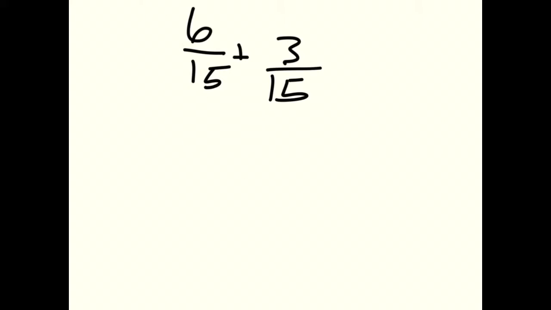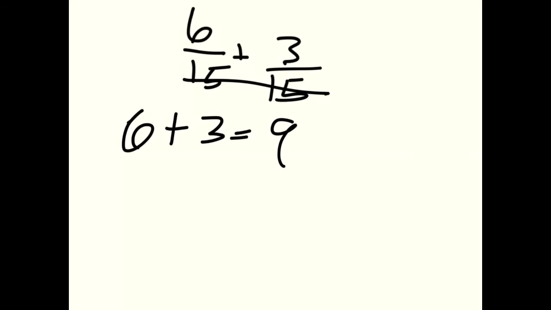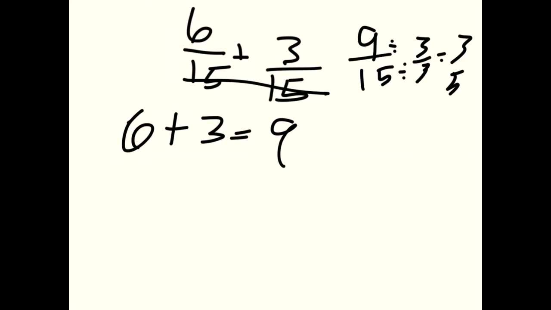Okay, so first what you do is you don't add these, but what you will add is the 6 plus 3. So let's write it down here. 6 plus 3 equals 9. So that would be 9 over 15. Then we have to simplify it. So let's divide by 3. And that equals 3/5. And 3/5 is your answer, as you see here.